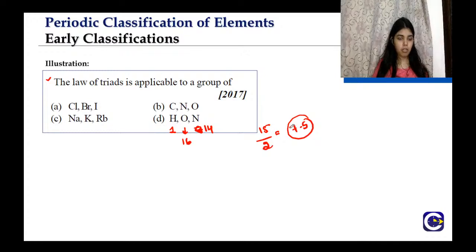C. Okay. No, check your answer. Yeah, Ridhishri, you are correct with your answer. It is A. Chlorine, bromine and iodine, right?